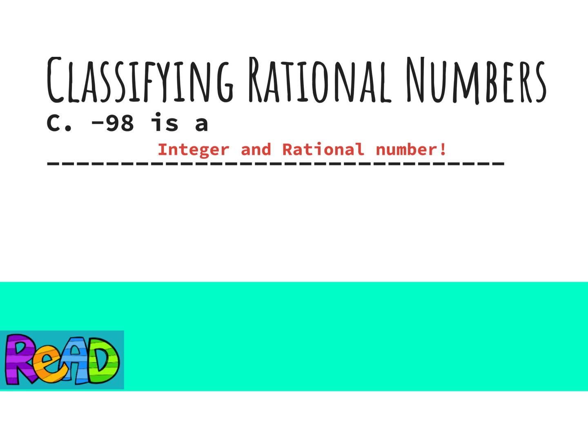Okay, so let's look at this number, negative 98. If you were to place negative 98, where's the best place in a Venn diagram for negative 98? What's the best group? Well, it is a rational number, and it is an integer. So it can be categorized as both. However, if you had to choose one, you'd probably say integer because that's the most specific of the groups.